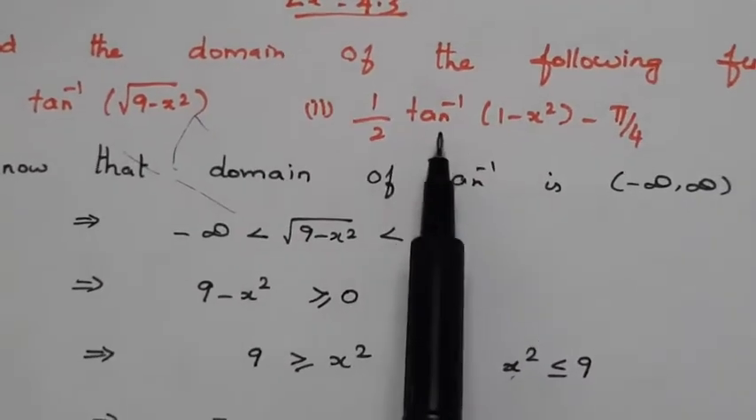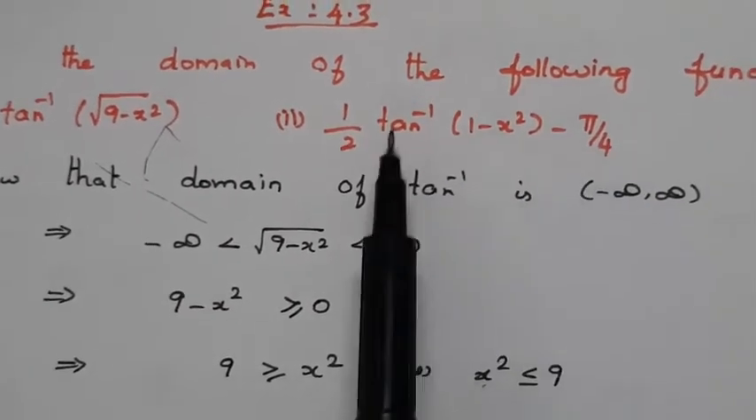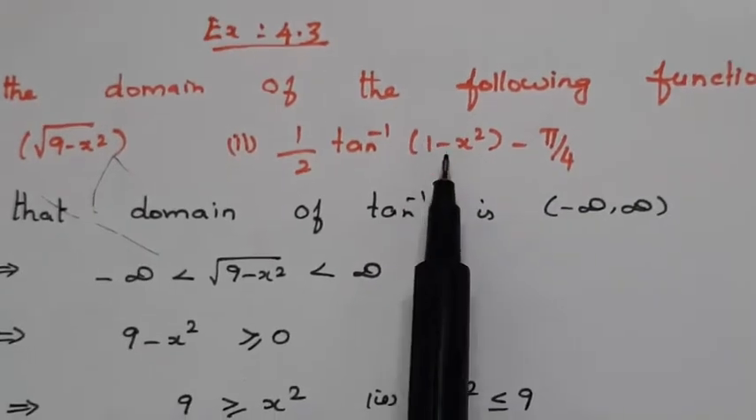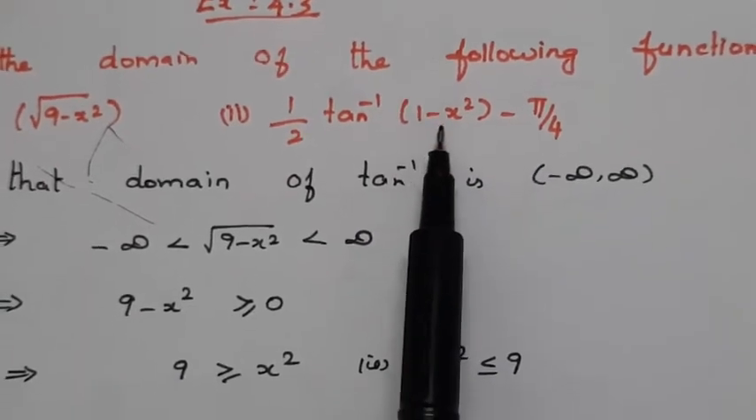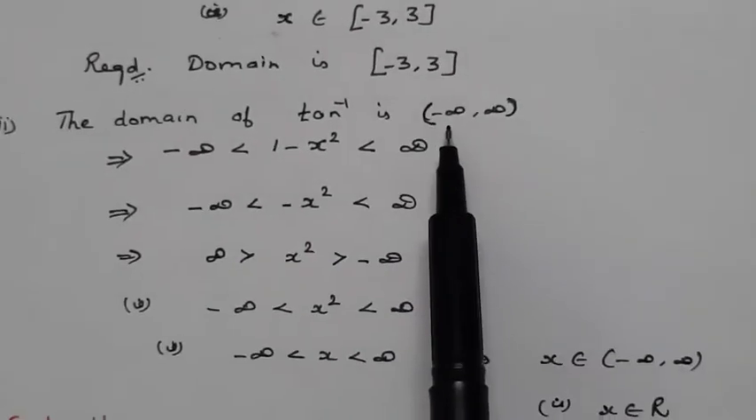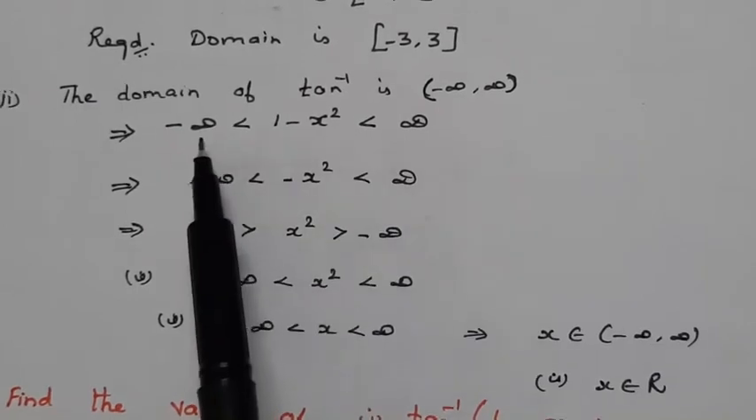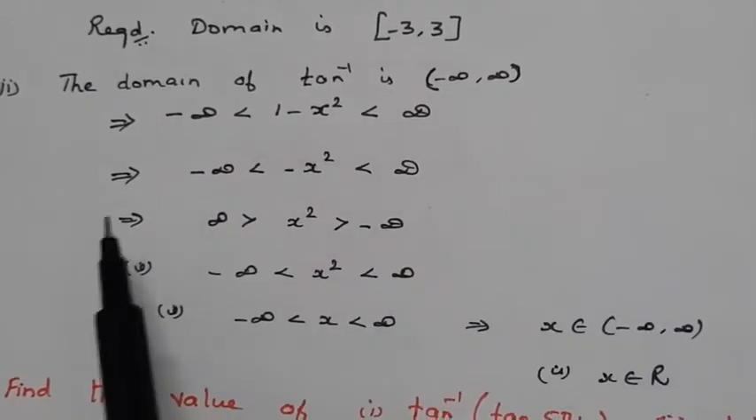Next, the second subdivision is half into tan inverse of 1 minus x squared minus pi by 4. So even though the function is given, you have to only take this quantity and find out the domain for this one, right? So you know that the domain of tan inverse is the real numbers, minus infinity to plus infinity, open interval. So 1 minus x squared should lie between minus infinity to plus infinity.